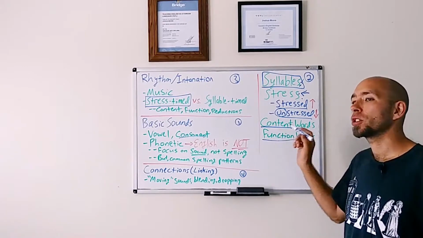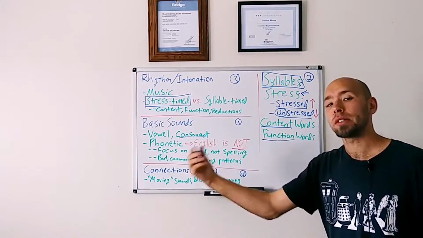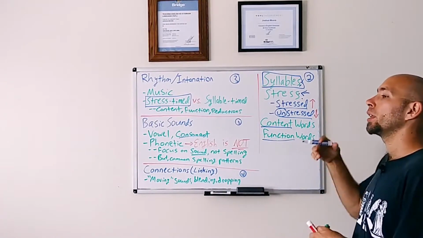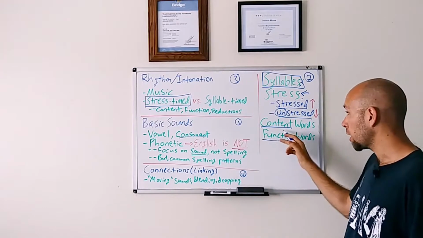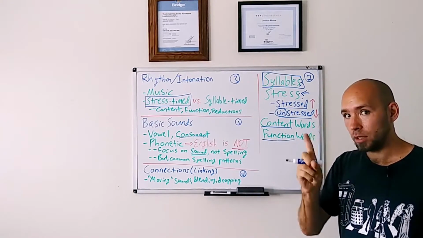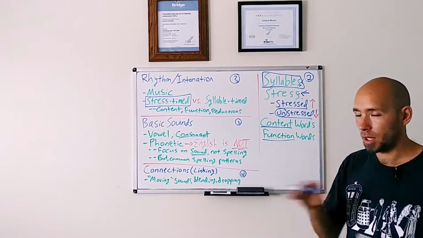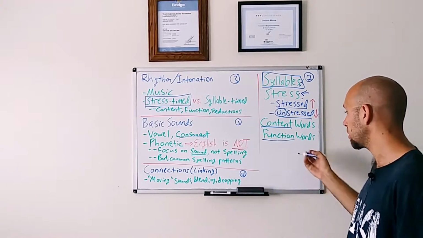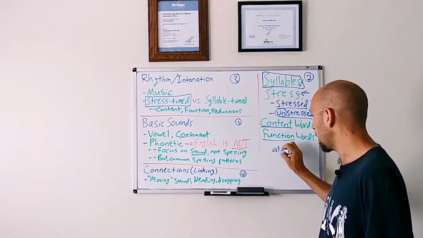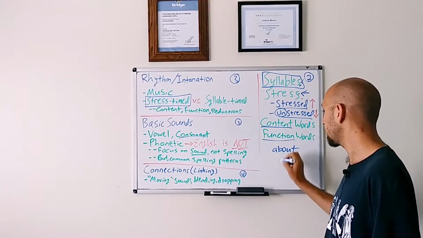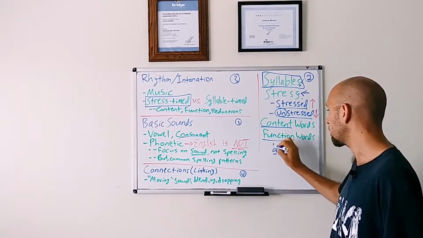If it is a function word with more than one syllable, then just like with the content words, at least one syllable will be stressed. Guaranteed. There's no exceptions to that. So when we say about, as we saw earlier, this is not stressed, this is stressed. About.